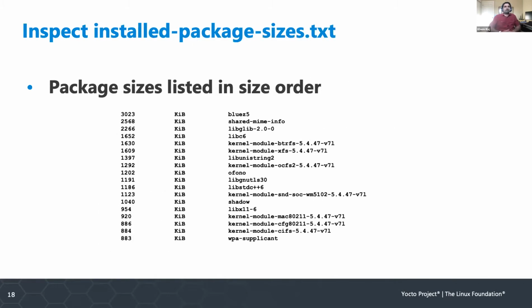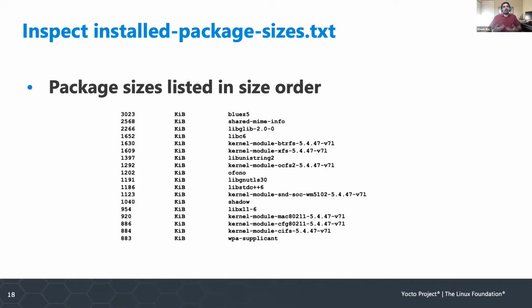Okay, so just zooming in a little bit on one of those. If you look at the installed package sizes, that's what it looks like. So you can see Blue C5 is about 3 meg. Shared MIME-info is 2.5 meg. Do I need it on my target? So you can ask those questions.